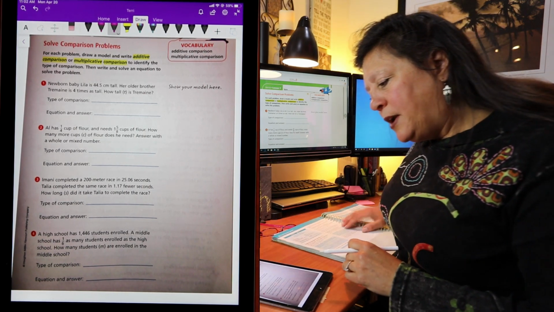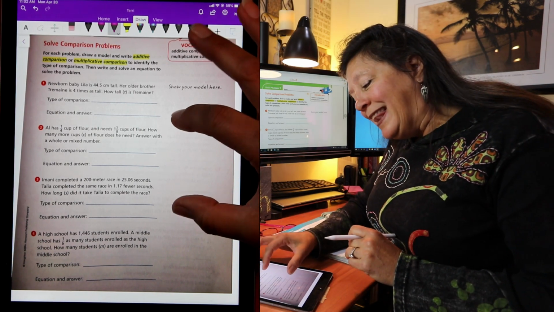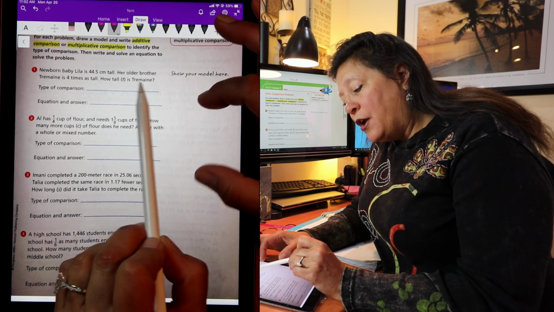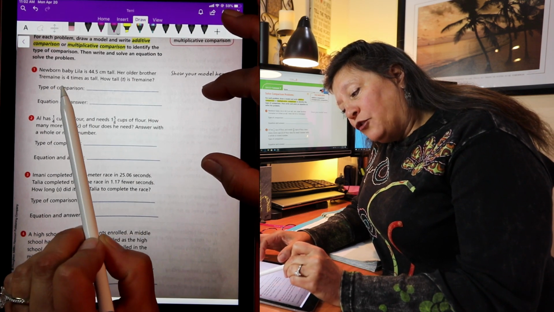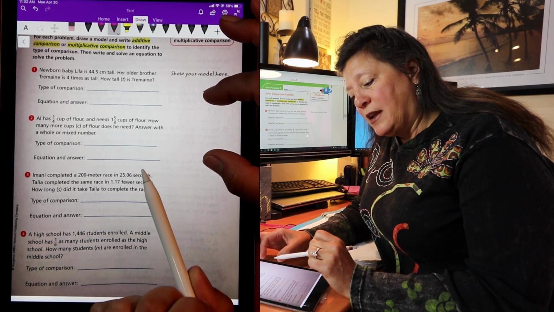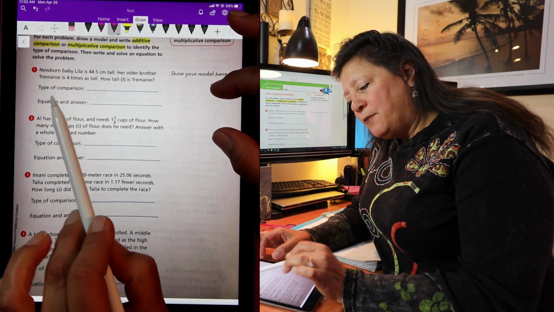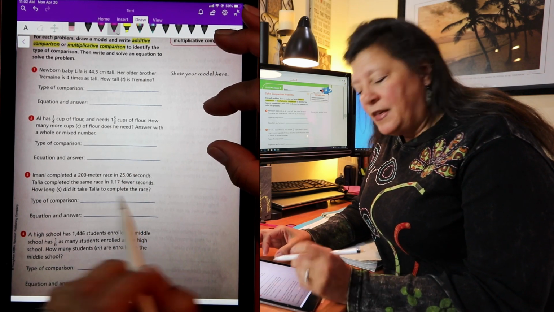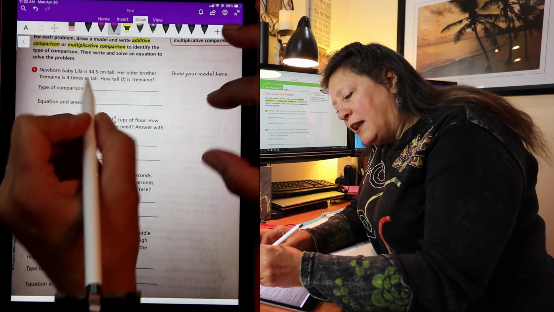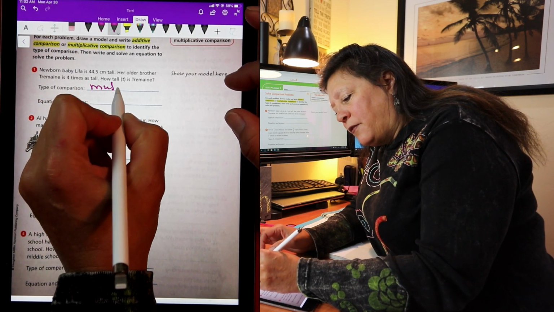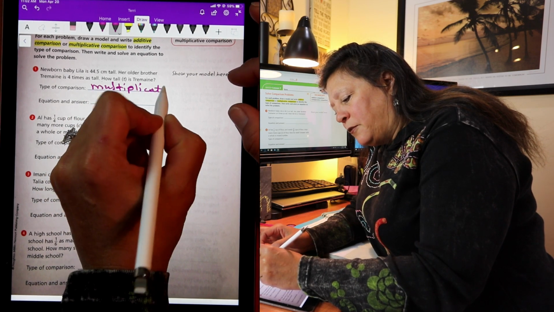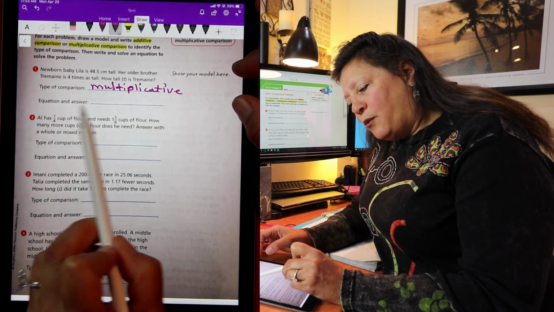Okay, here we go. Number one, newborn baby Lila is 44.5 centimeters tall. Her older brother, Tremaine, is 4 times as tall. How tall is Tremaine? So is this an additive comparison or a multiplicative? Well, because it's talking about 4 times as tall, it's a multiplicative. So that's the first thing you're going to write. Multiplicative. And equation and answer.